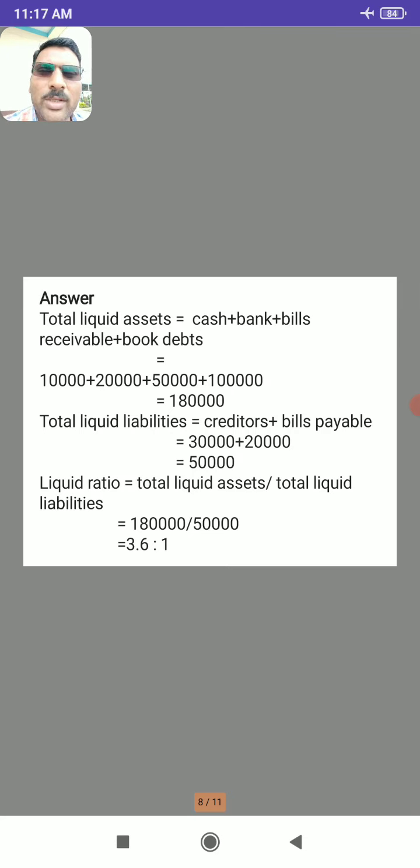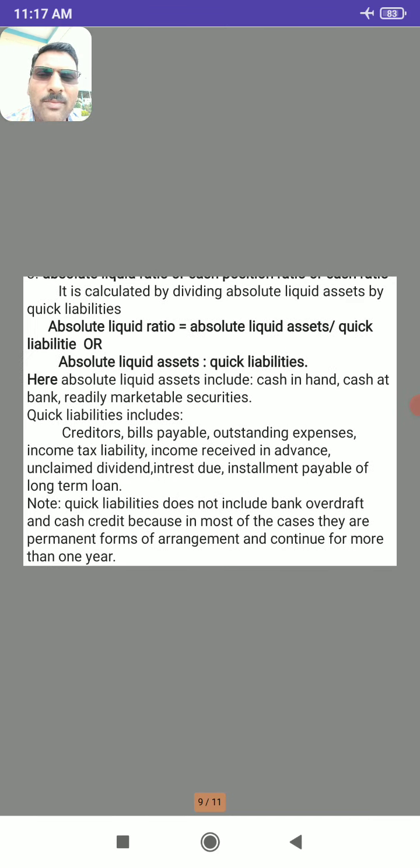By dividing the liquid assets by liquid liabilities, we get 3.6:1 as the ratio. The standard ratio is 1:1. If the ratio is more than 1:1, it indicates that the company is in a sound position. So ABCD Limited is in a sound position. It can very easily pay its liabilities within a short period, within 6 months or 1 year. So like this, the liquid ratio or quick ratio is calculated using the formula quick assets divided by quick liabilities.